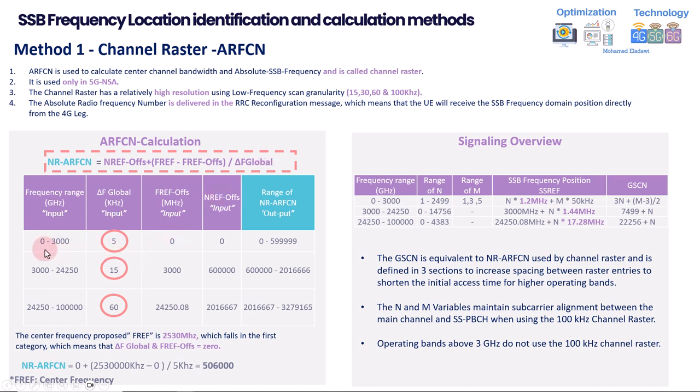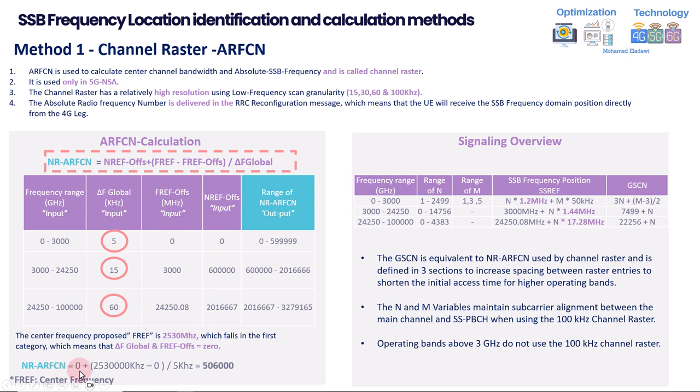So if, for example, assume now your frequency range is falling between 0 to 3000. You have three ranges. Assume now your proposed center frequency, which is this one, F reference or F ref, is 2530. So this means your delta F global will be 5. This means your frequency offset here, and this one, will be both of them 0.